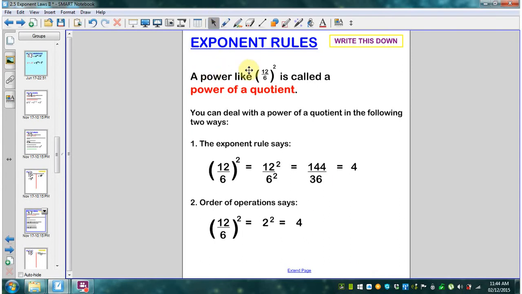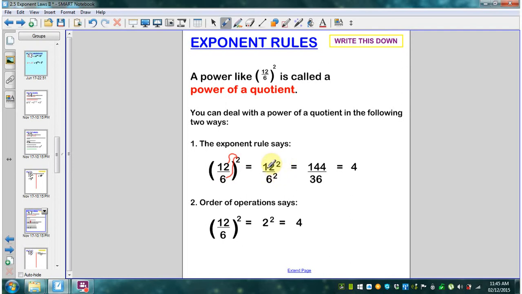Okay, so a power like 12 over 6, all of it to the power of 2, or 12 over 6 squared, is called power of a quotient, because we have a quotient here. Quotient means divide. It's related to division, and that's what we have here, 12 divided by 6. You can deal with the power of a quotient in the following two ways. Same as power of a product, you can deal with it using the exponent rule. The exponent rule says that you can bring your power into your numerator and bring your power into your denominator. So you would have 12 squared over 6 squared, which is what we have here.